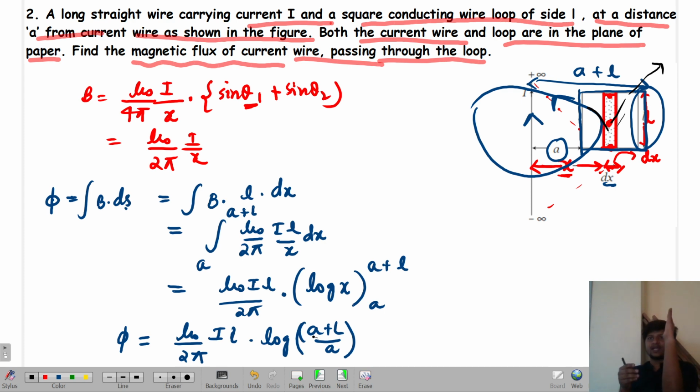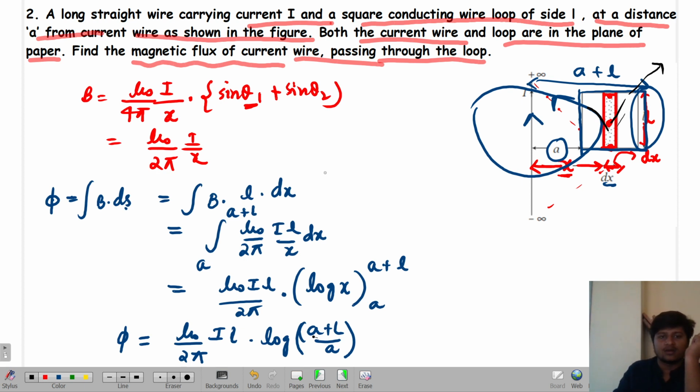Upside. Look over here. This is my current carrying wire, and this is my square loop. So for this, what will be the direction of magnetic field? It will be like this way. Try to imagine it. If it is a square loop like this, how is it passing? Magnetic field is passing like this way, but the normal is towards this side. So what is the angle between the magnetic field and the normal? Is it 180 degrees?